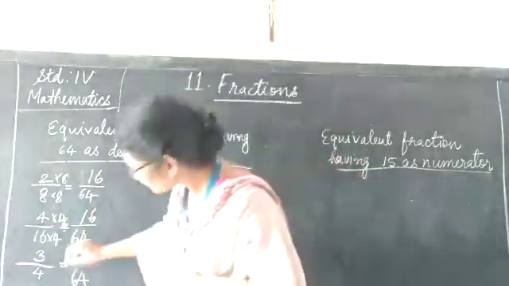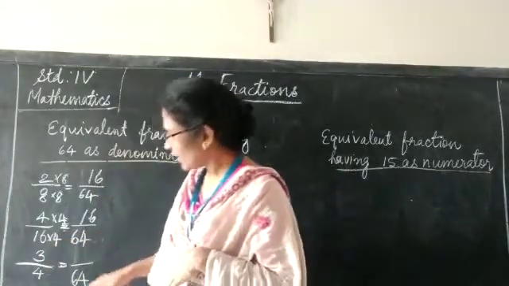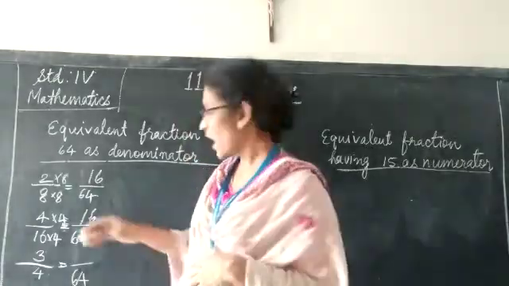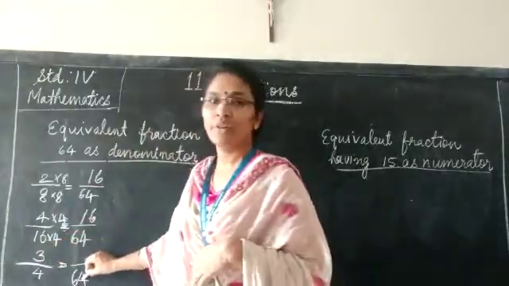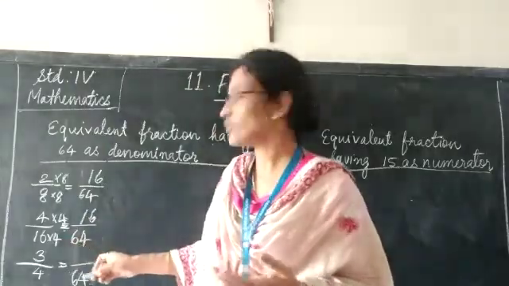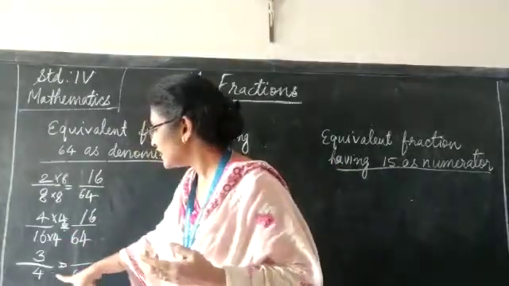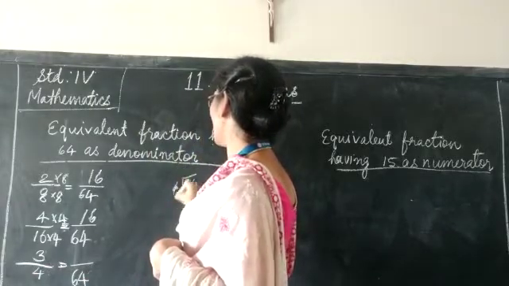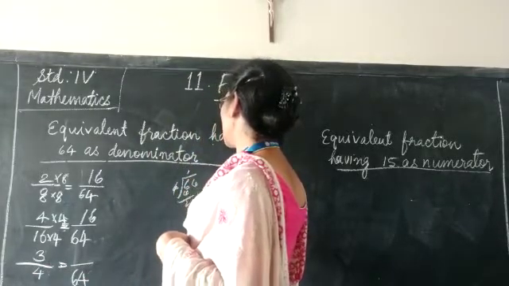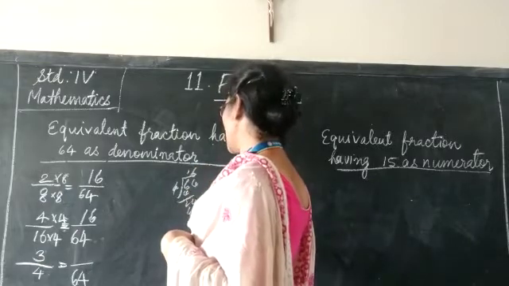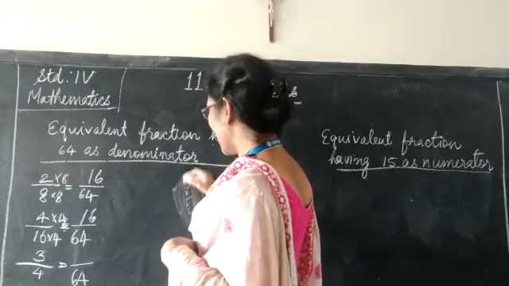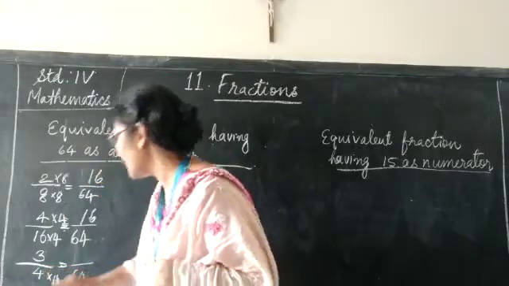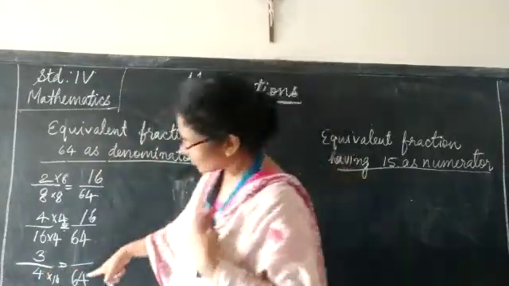Next question. 3 by 4 is equal to dash by 64. How many 4s are 64? We don't know the table of 4 till 64. So what will we do? We will divide 64 by 4. 64 divided by 4. 4 ones are 4, 6 4s are 24. It means 16 times 4, 4 16s are 64.